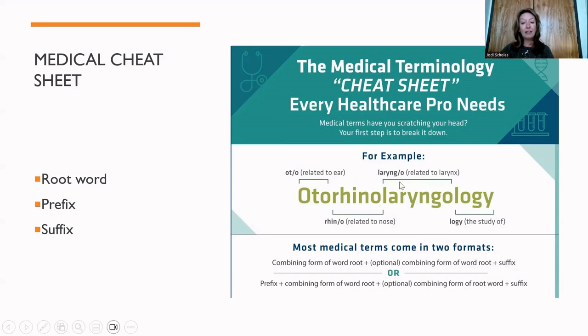Big long word, but now can you see it? We've got a prefix related to the ear. This is actually all a root word. These are all roots. There's not really a prefix in here. So most medical terms come in just two formats. You're going to have a root with a suffix, or you're going to have a prefix, a root, and a suffix. All of the medical terminology has a root. Some have prefixes. Most have suffixes.